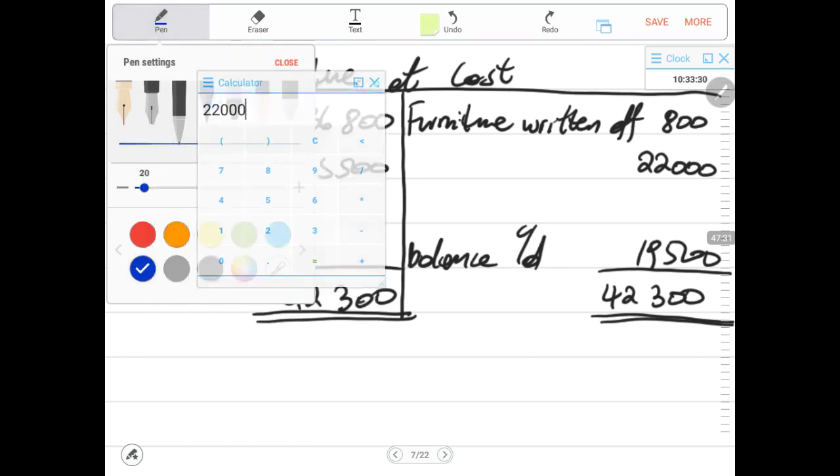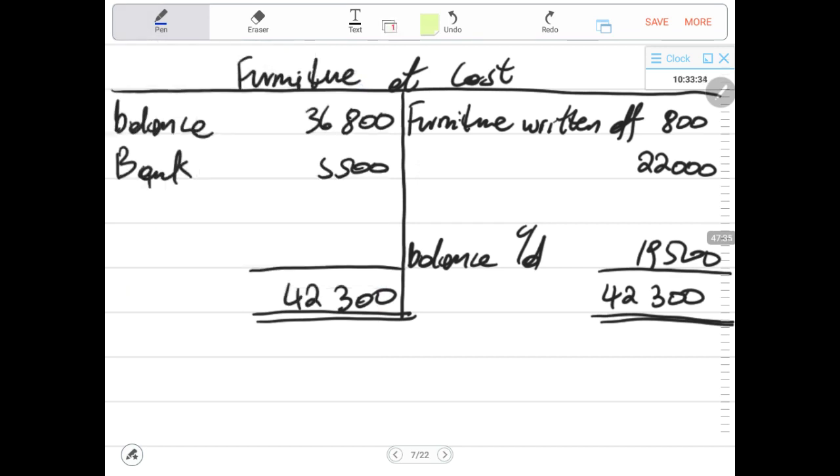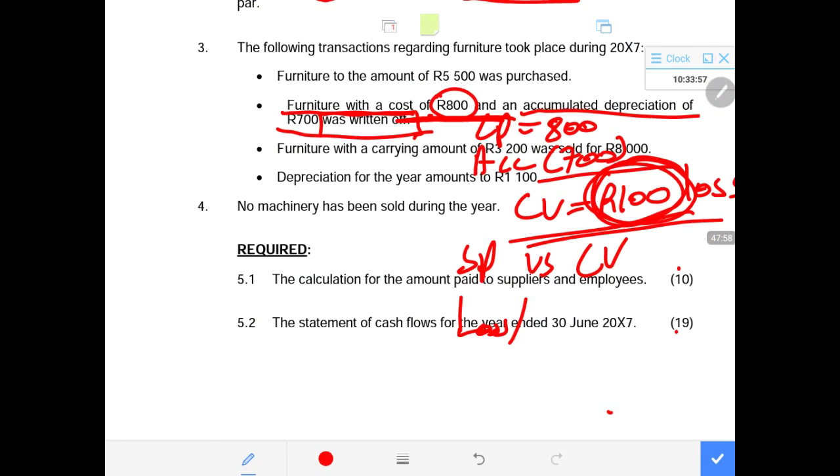Now the balancing figure will tell us how much is the furniture cost that was sold again. Now if there was no other furniture transaction, then we'll deal with that. It will be this amount, disposal of furniture. That means there's a possibility that another furniture costing 22,000 must have been sold. But we don't know yet. Let us look at the next information.